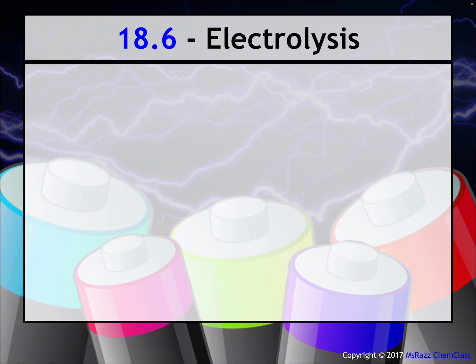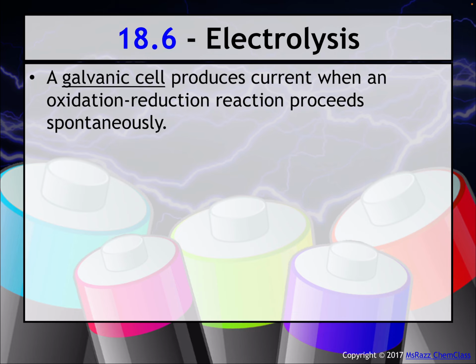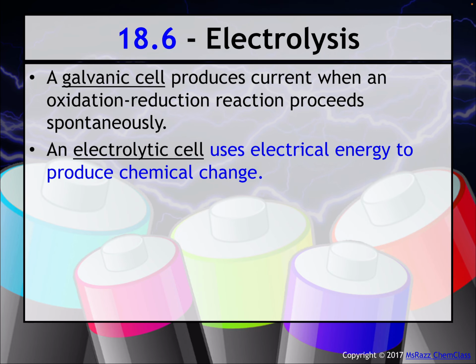Electrolysis is the last topic in our electrochem unit, and electrolysis is the opposite of what we've been doing. What we've been doing is talking about what we call a galvanic cell, which is basically a battery. A galvanic cell is a spontaneous process that produces electricity. An electrolytic cell is the opposite. It requires electricity to run, so it has a negative cell potential. It is non-spontaneous, and so in order to make it run, you have to put electricity into the cell.